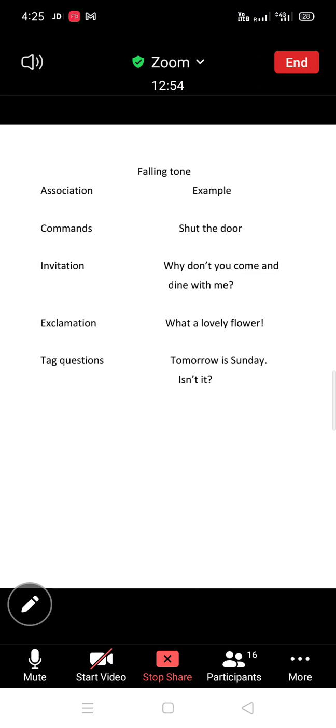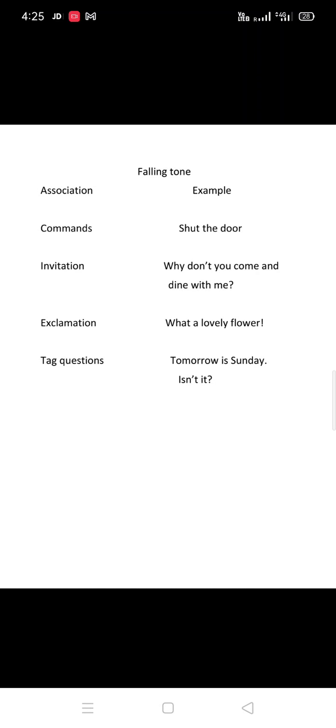Now, regarding invitation, you can use falling tone, like why don't you come and dine with me? Regarding exclamation, you can use falling tone. What a lovely flower! What a lovely flower! My tone is falling here.